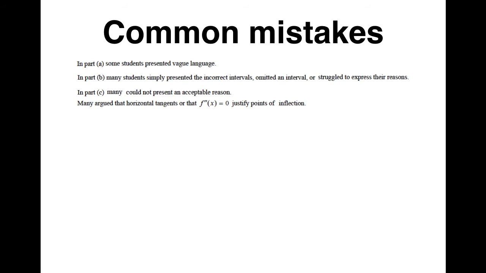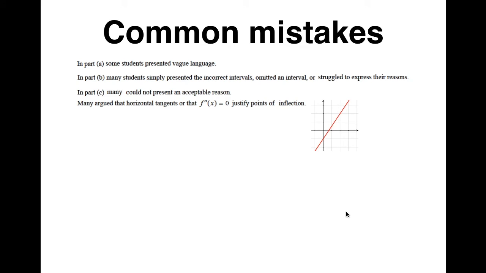So some common mistakes. In part A, some students presented vague language. When you give a reason, you have to be clear, you have to use calculus, you have to write sentences. Graphs or tables are not enough. In part B, many students simply presented the incorrect intervals, omitted an interval, or struggled to express their reasons. In part C, many could not present an acceptable reason. Many argued that horizontal tangents or that f double prime of x equals 0 justify points of inflection.